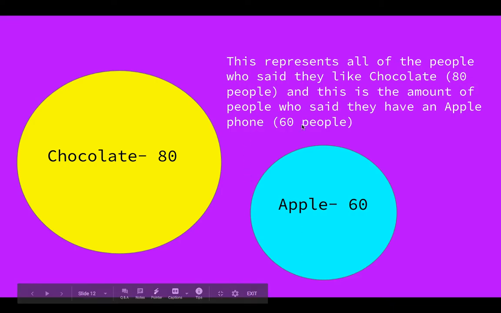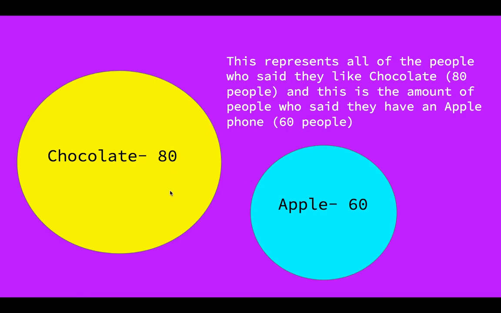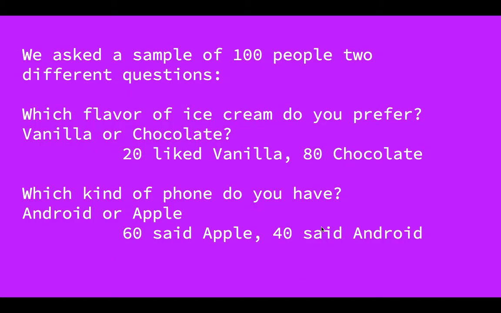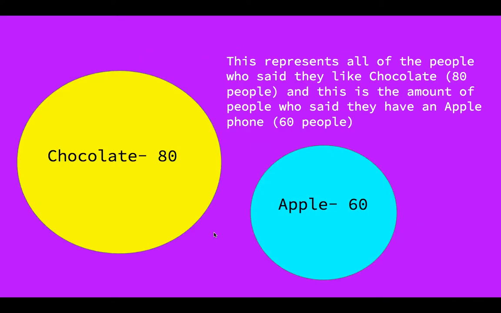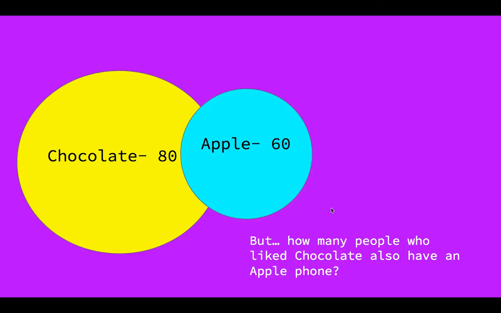So this represents all the people who said they like chocolate, which is 80 people. And this is the amount of people who said they have an Apple phone, 60, okay? Same numbers as before, 80 and 60. We have these two groups of people. They're within the same 100 people, right? But we know that 80 of them said chocolate, 60 of them said Apple. Same 100. But how many people who liked chocolate ice cream also have an Apple phone? Can we find that out?